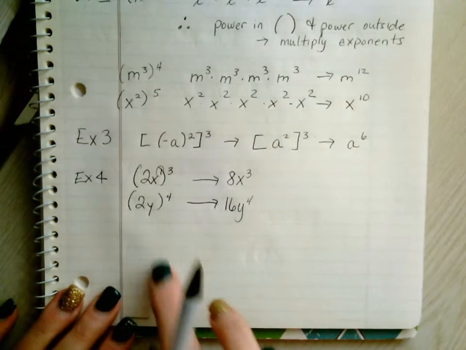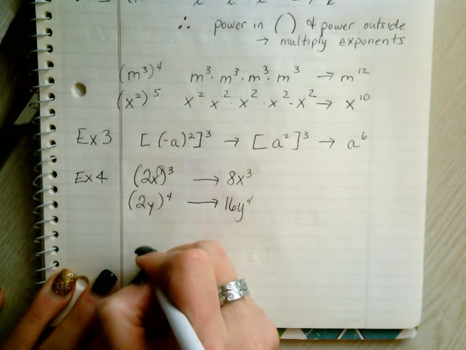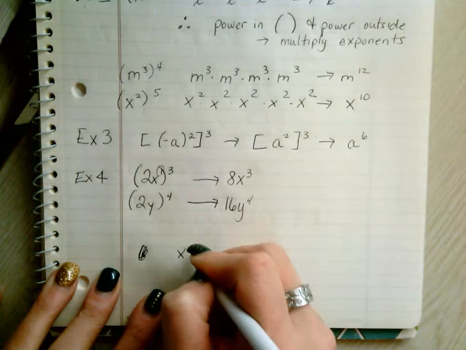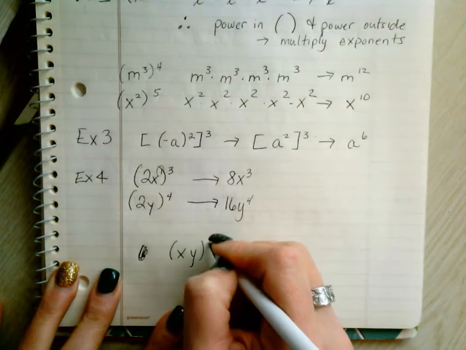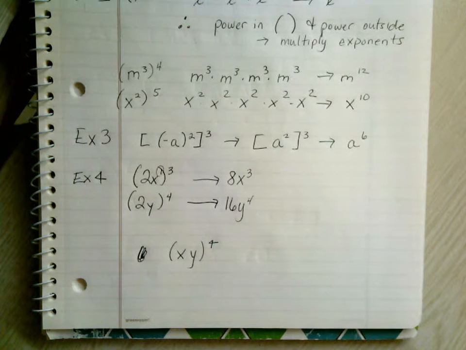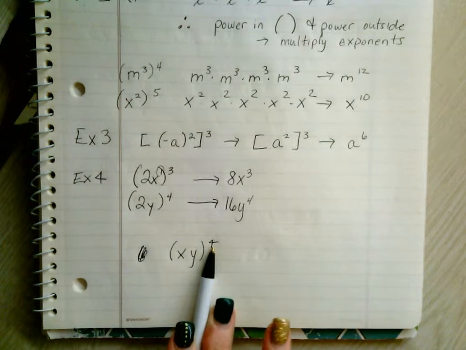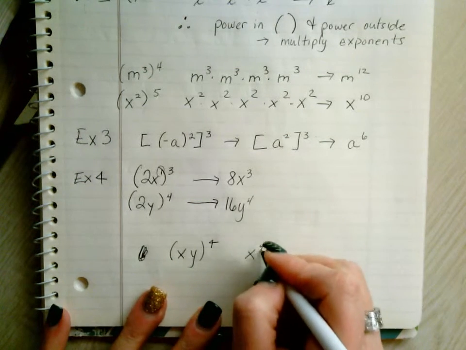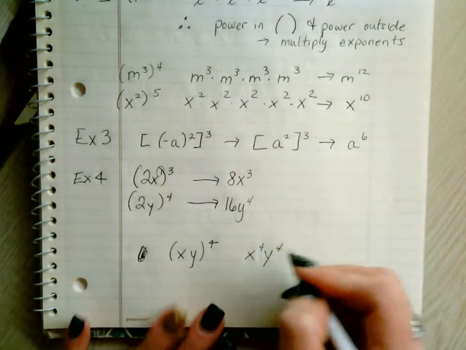That means, it's really similar to this. If you have x, y being raised to the power of 4, okay? That means that each of these pieces gets raised to the 4th power. Okay, stay with me. X gets raised to the 4th power, which is x to the 4th, and y gets raised to the 4th power, which is y to the 4th.